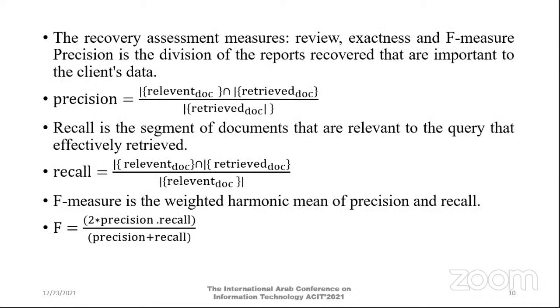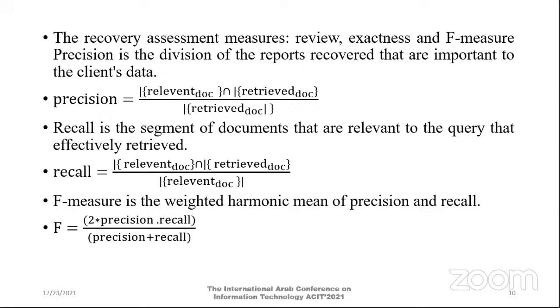So for this process, to find the exactness of the review, we use the F measure. The F measure gives the precision and reports that are important to the client data. Whatever document is relevant to that particular product or review, integrated with the retrieved documents, the total number of retrieved documents we call precision, whereas recall is the segment of documents relevant to the query that is effectively retrieved in the particular review products. So precision and recall are used for the exactness of the F measure.